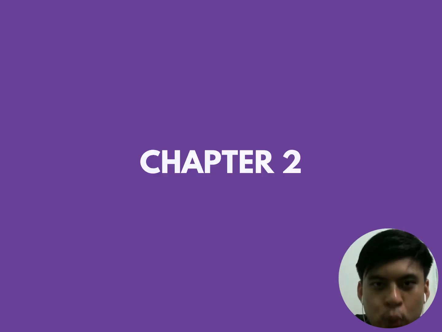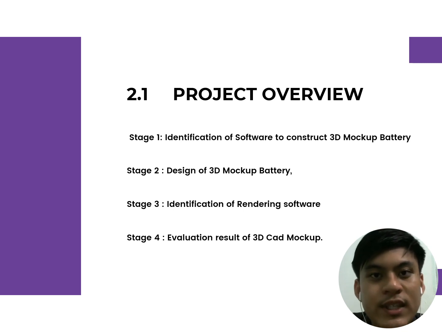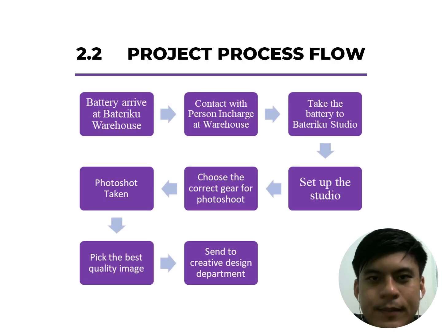Chapter 2. The project overview consists of 4 stages. Stage 1 is identification of software to construct the 3D mockup battery. The second one is design of the 3D mockup battery. Stage 3 is identification of rendering software, and stage 4 is evaluation result of the 3D CAD mockup. Okay, this is the project process flow.